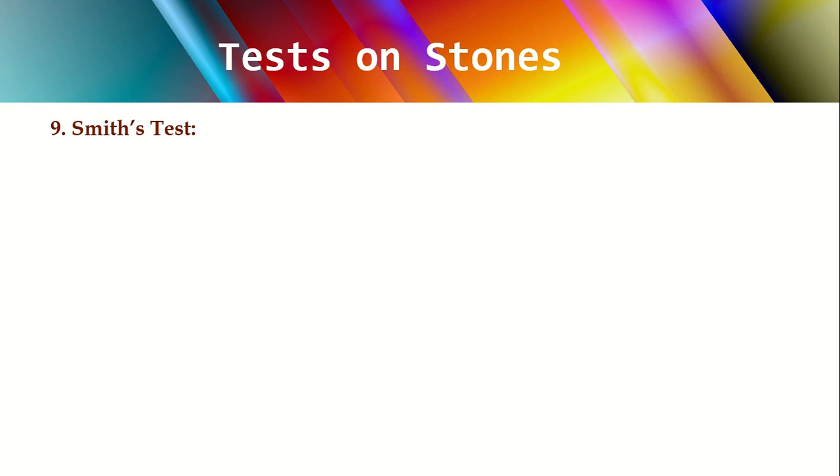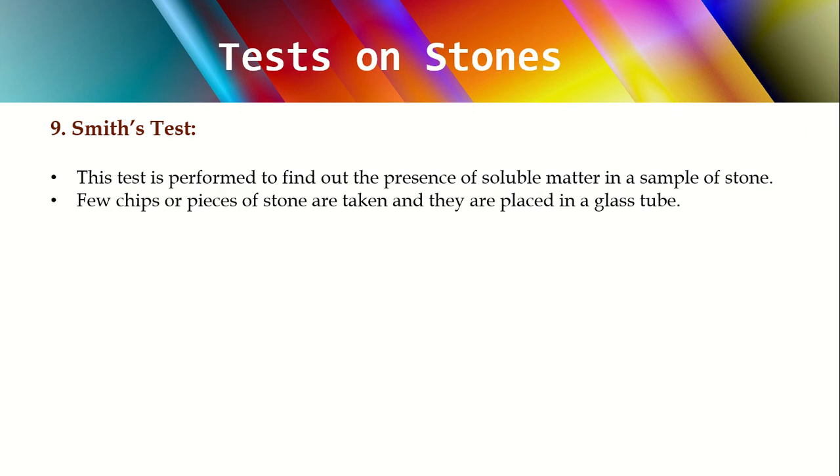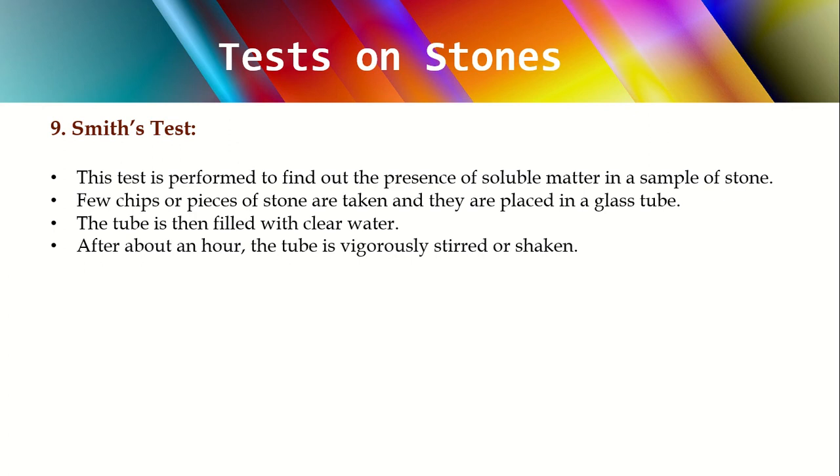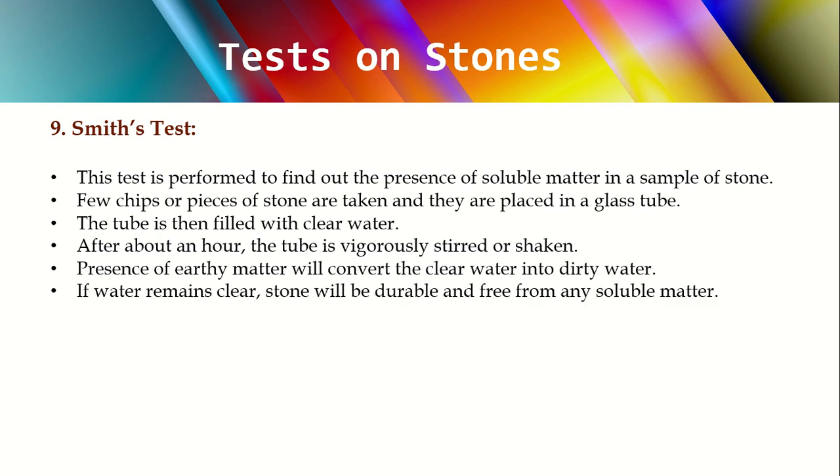Next we have the Smith test. This is a very easy one. What we do is, we take out small chips or pieces of the stone sample and place them in a glass tube. Fill the glass tube with water. I'm repeating, take some small chips of stone, put them in a glass tube, pour water into the glass tube, and continuously stir or mix the stones and water for 1 hour. And after 1 hour, see how the water is looking.